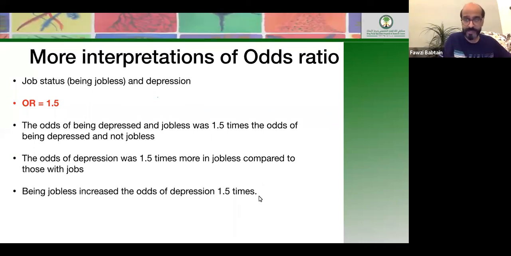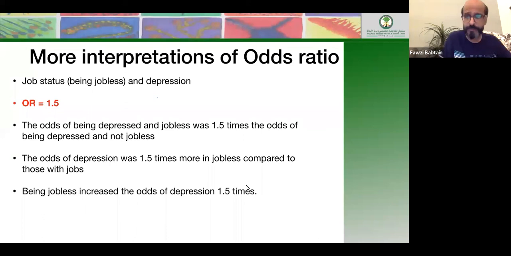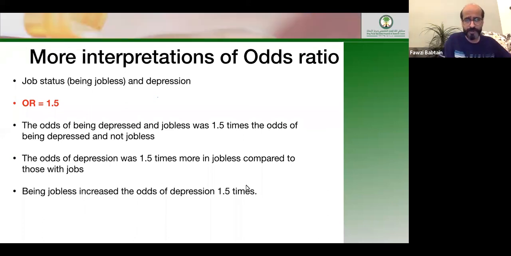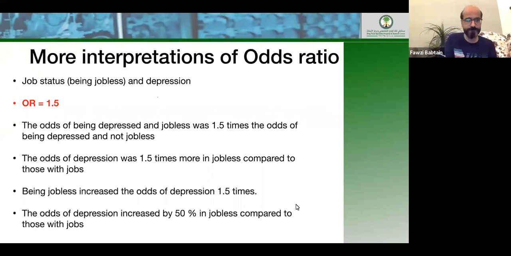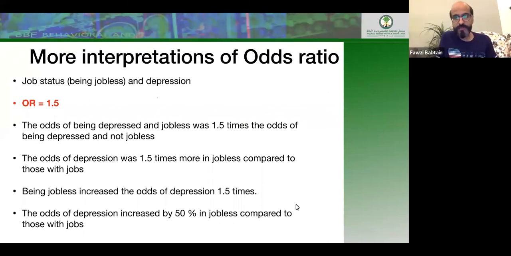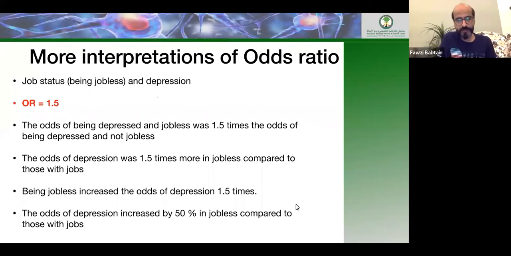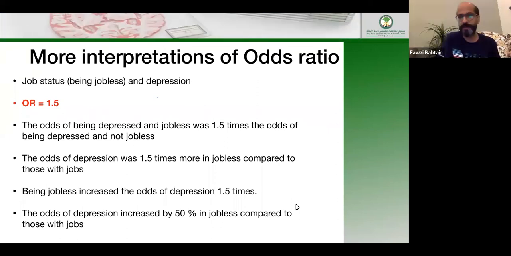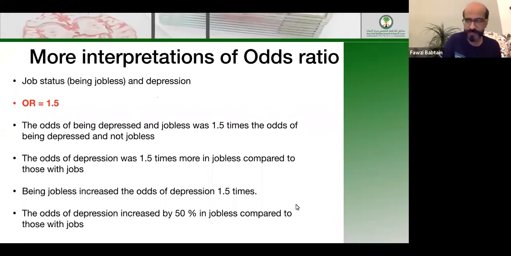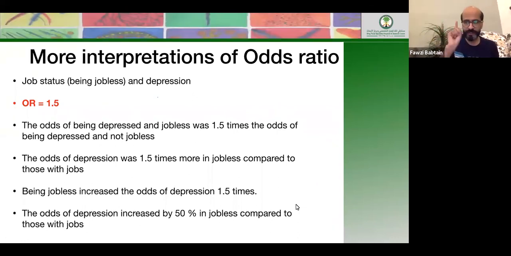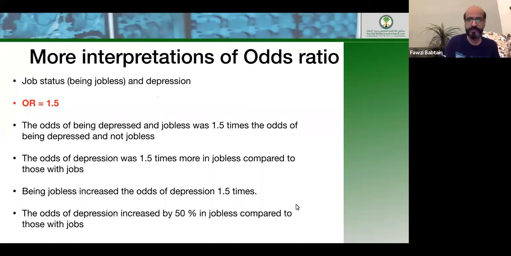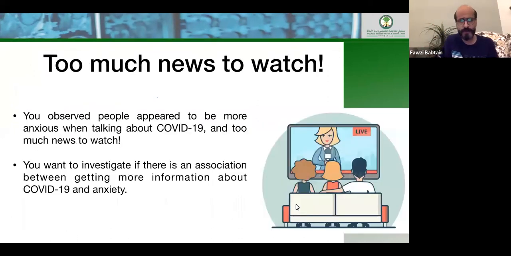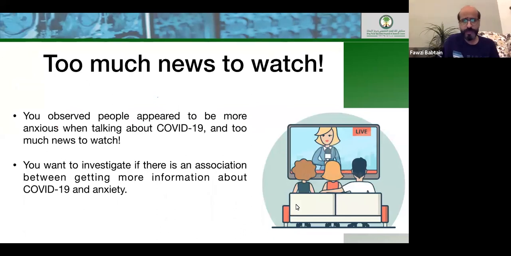These are different ways to interpret the odds ratio. I won't go into details, but I really want to show you how easy yet how powerful the meaning of the odds ratio is. I also can say being jobless increases the risk of depression by 50%, or depression increases 50% in jobless compared to those who have a job. Why did I say 50%? Because 1.5 is more than 1 by 0.5, which is 50%, and my cut point is 1. Right? This is a different way to really comment on the odds ratio.